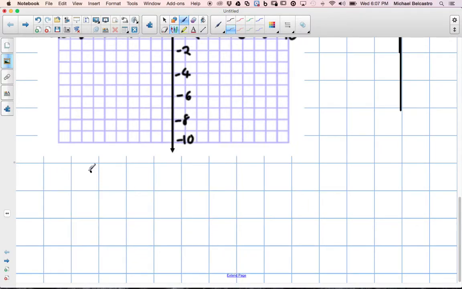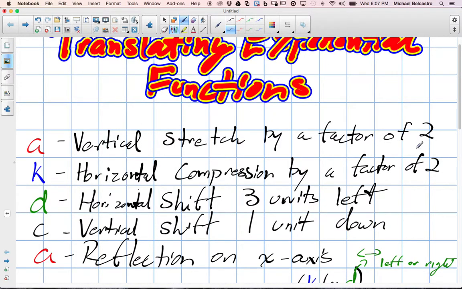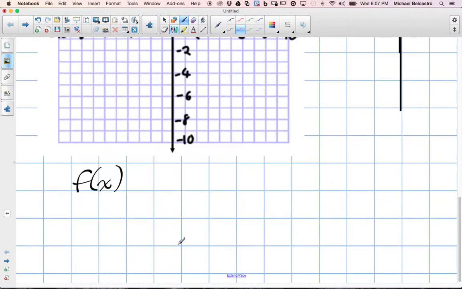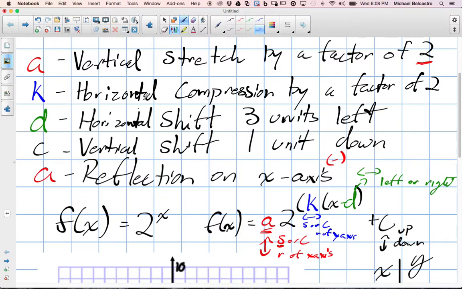Okay, so we had f at x, and we said that it's going to be a vertical stretch by a factor of 2, so our A value is going to be 2. Along with it being a reflection on the x-axis, that means it's essentially going to be a negative A value. So our A value is going to be, oops, make sure I get an equal sign, negative 2. Okay, and that's going to be multiplied by our 2 to the power of, and I'll leave spaces for everything here. And our next value is our K. The only thing referring to our K was a horizontal compression of 2.